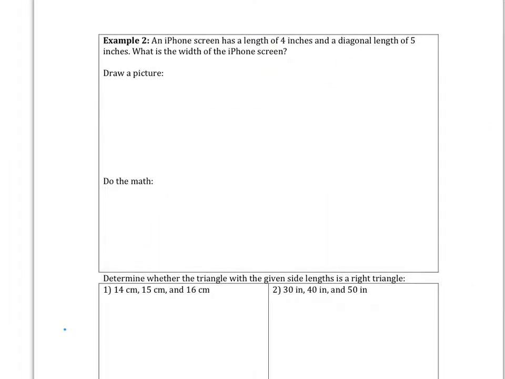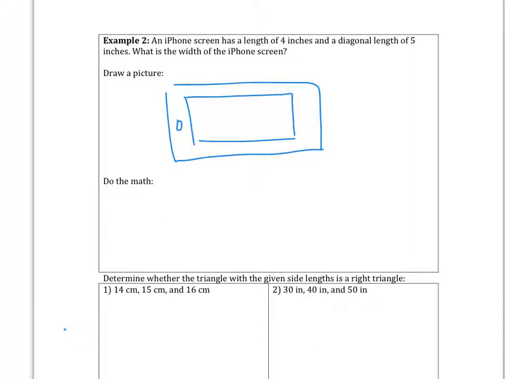Let's take a look at another example. An iPhone screen has a length of 4 inches and a diagonal length of 5 inches. What is the width of the iPhone screen? So first we're going to draw our picture. And now we're going to go ahead and put in our measurements. So the diagonal, which is this right here, is 5 inches. And the length is 4 inches, and we want to find the width, which is right here.